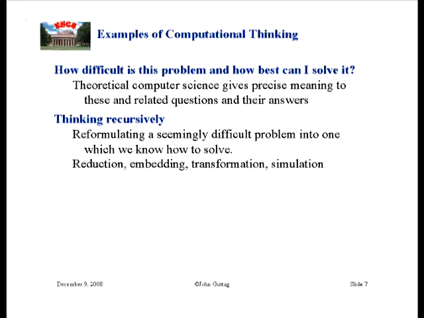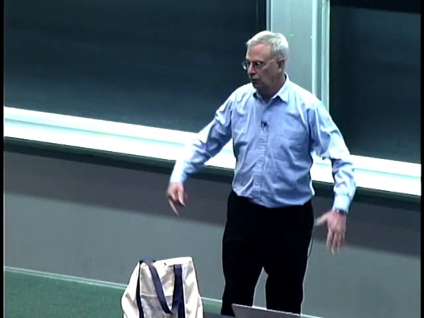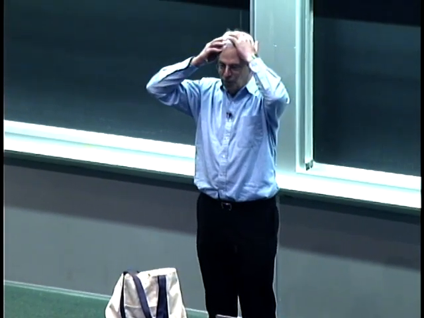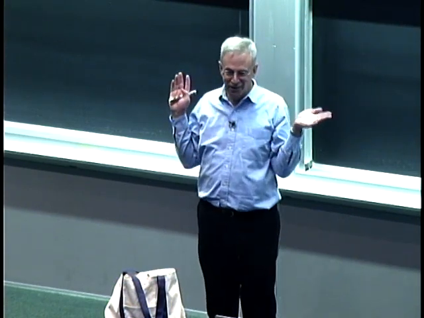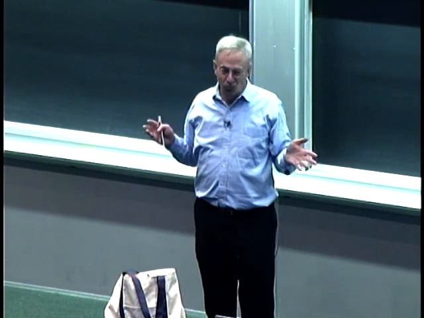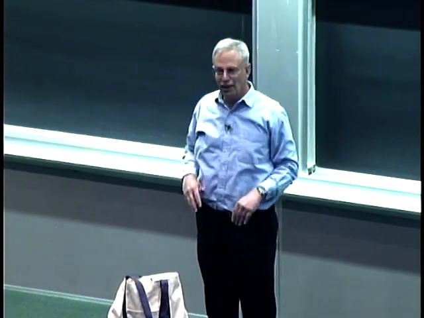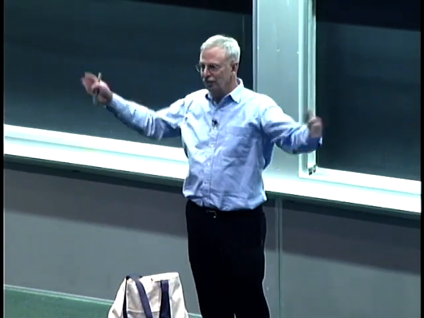Thinking recursively, another good example, where we take a seemingly difficult problem and reformulate it into one which we know how to solve. Very often, it's a smaller instance of the original problem, and we say, gosh, this is hard to solve. But then we think, well, suppose the list only had 2 elements in it. Would I know how to sort it? Yeah. Well, then we can build up and say, therefore, I can use that idea to sort a list of any size.